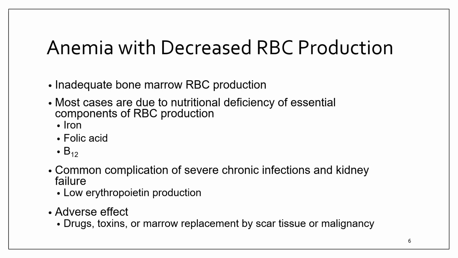You can have the oven, just the marrow, fully working, but if you're missing flour, sugar, or eggs, no cookies happen. Depending on which nutrient is missing, the peripheral smear looks very different. So iron deficiency, we'll see microcytic, hypochromic red blood cells, increased central pallor, and pencil cells may appear. In folate or B12 deficiency, we'll see macrocytic red blood cells, oval macrocytes, and possible hypersegmented neutrophils. Same problem category, completely different morphology. This is why morphology matters.